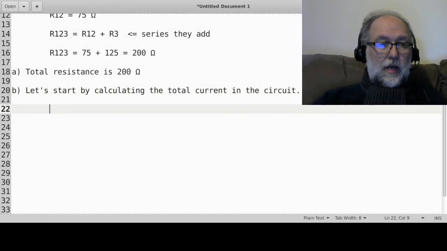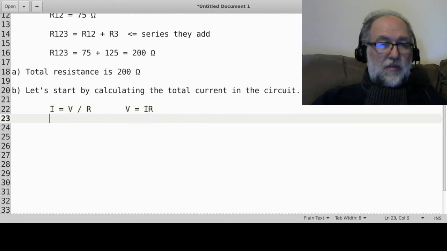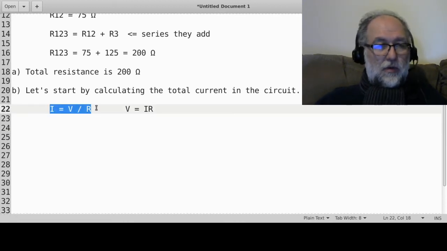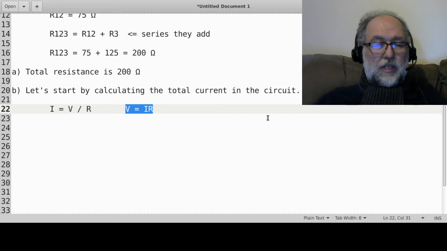And how do you do that? Well, I is equal to V divided by R. Usually I tend to remember it as V is equal to IR, but it doesn't really matter. One is just a rearrangement of the other, but we actually want this form here. In my mind I always just carry on with V is equal to IR.